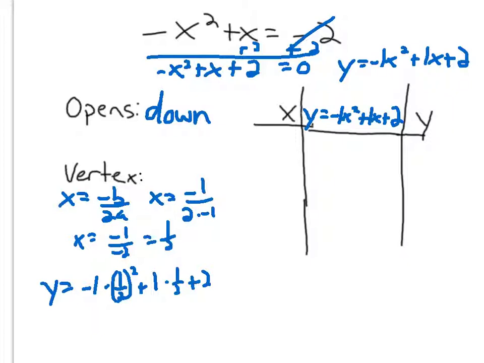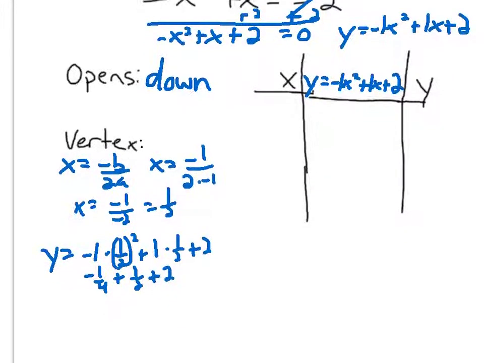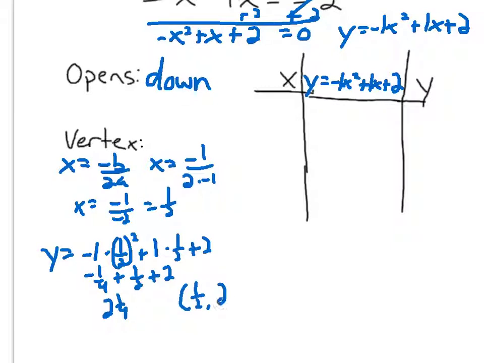And I'm going to solve it. Well, 1/2 squared is 1/2 times 1/2. That's 1/4. And 1/4 times negative 1 is negative 1/4. Plus 1 times 1/2 is 1/2. Plus 2. Well, if I keep moving on here, 1/2 plus 2 is 2.5, and 2.5 minus 1/4 is 2 1/4. So my vertex is at 1/2 and 2 1/4.